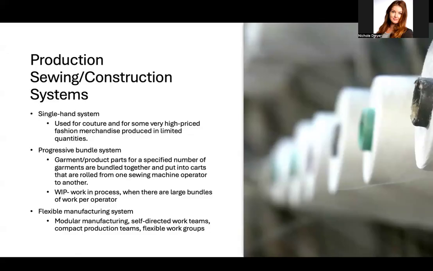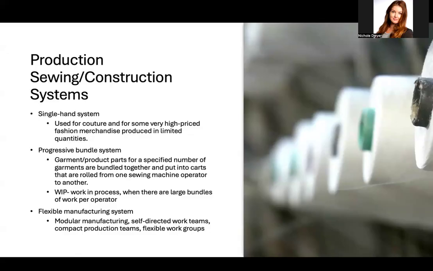When we transfer that to more of a mass way of producing, we see examples of what's considered a progressive bundle system, where you will produce and bundle your pieces. So you will lay out the fabric, you'll cut the pattern pieces, and then they'll bundle them and put them into carts. And then there'll be a single sewing machine operator that will handle one section of the producing of that garment, and then it'll be passed on to another, and so on and so forth until the garment is finished.